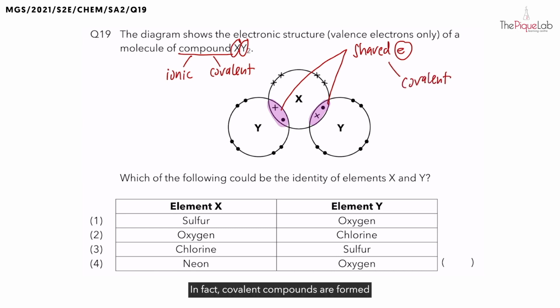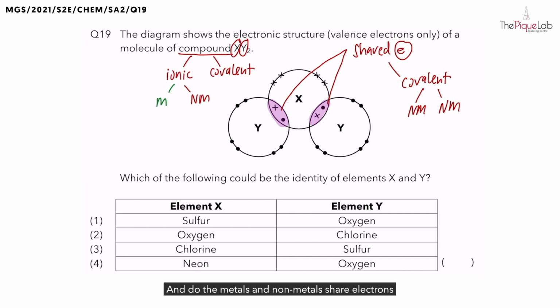In fact, covalent compounds are formed when non-metals share electrons with non-metals. This is different from an ionic compound, which is formed between non-metals and a metal. And do the metals and non-metals share electrons like covalent compounds? No, they do not. The metals do not share electrons with non-metals. The metals actually give electrons to the non-metals.